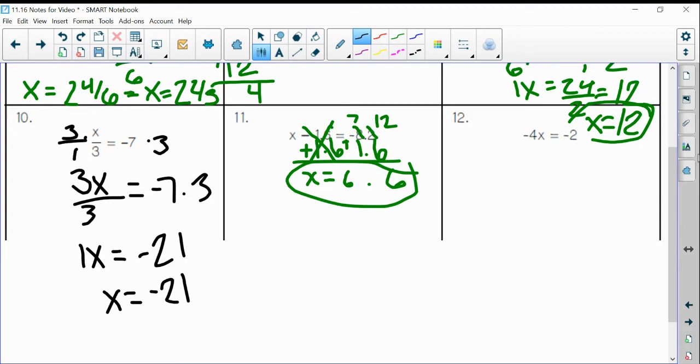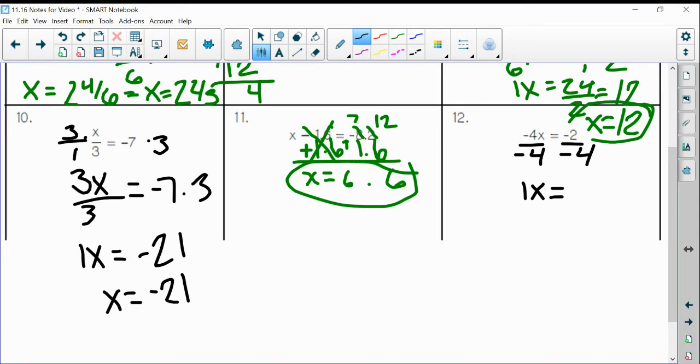Awesome, and this last one, I have what operation there? Right, multiplication. What's my inverse or my opposite of multiplication? Division. Awesome. So to get rid of times negative 4, we're going to divide both sides by negative 4. Negative 4 divided by negative 4 is 1, so I have 1x. We're going to bring down our equal sign.